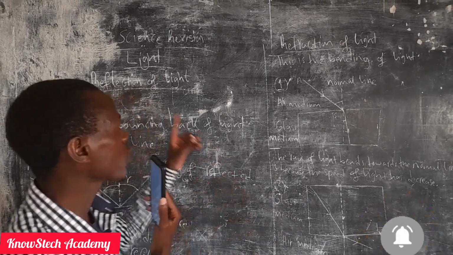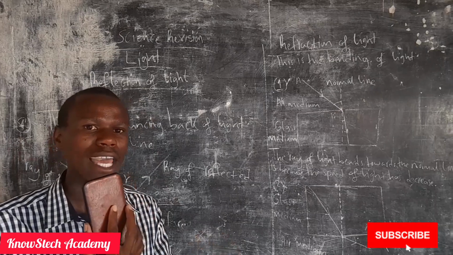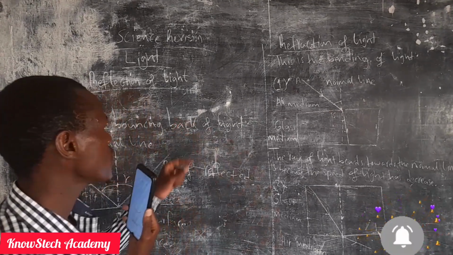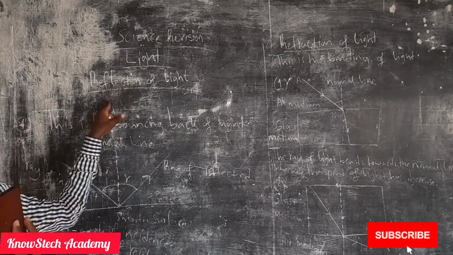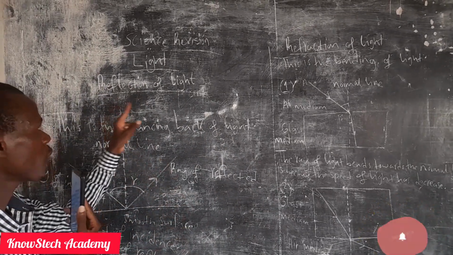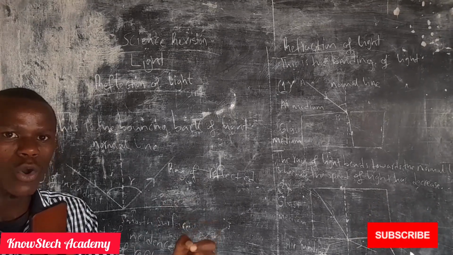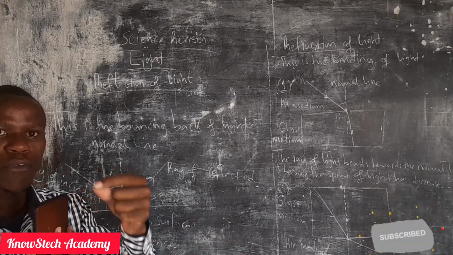So today we're going to look at light. Now, light is a wave because it behaves like one. Now here, let's look at reflection of light. Reflection of light is the bouncing back of light. So when light strikes an object, it bounces back, that is a reflection.